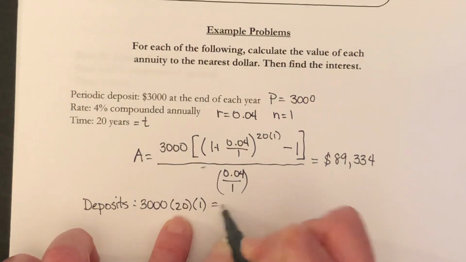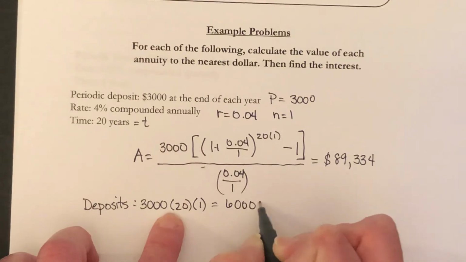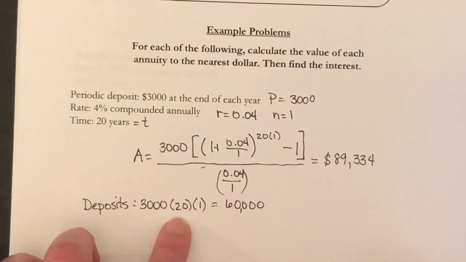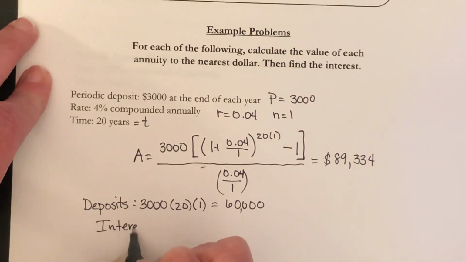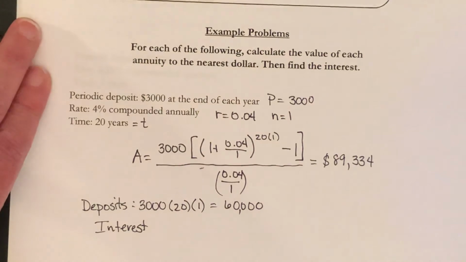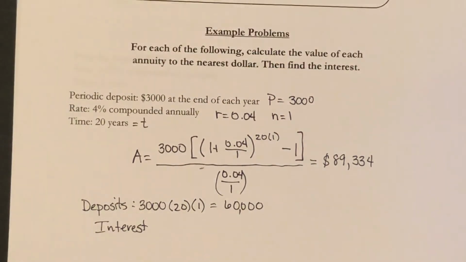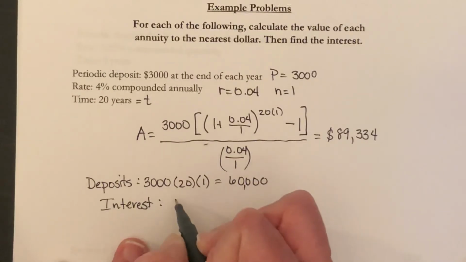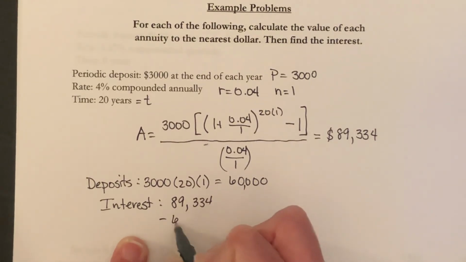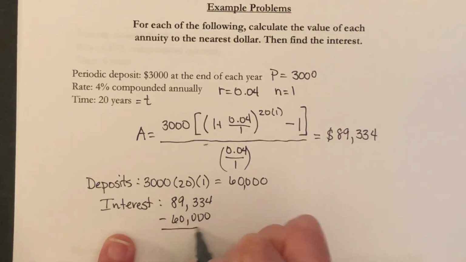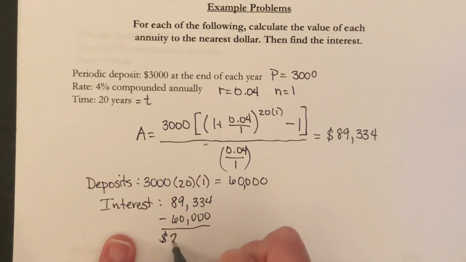3,000 times 20 would be 60,000. So to find out the amount of interest, you would take the amount of the value of the whole investment and subtract off the $60,000 that you deposited yourself over the years. So the amount of interest you made was $29,334.